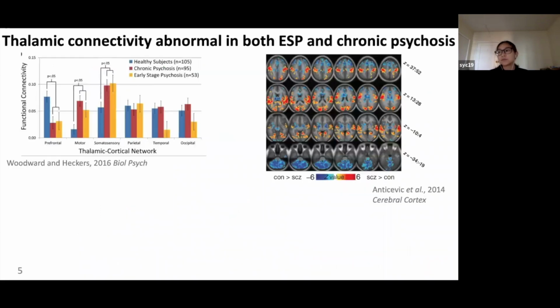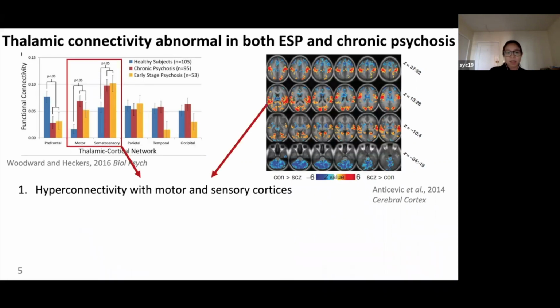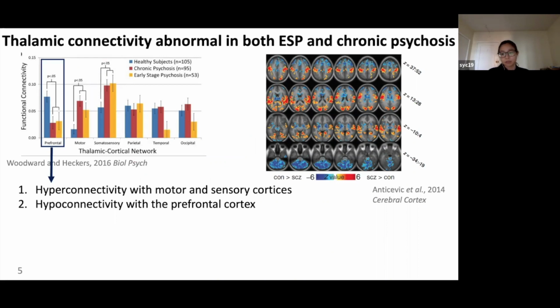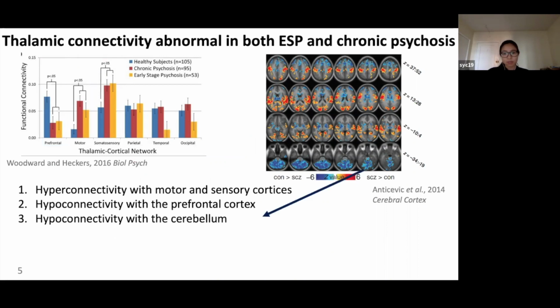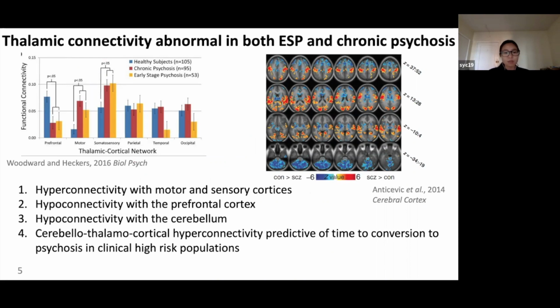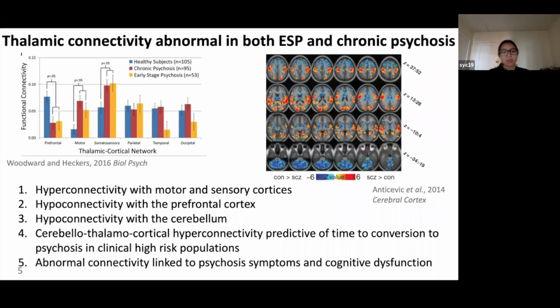Previous research has shown that thalamic connectivity is abnormal in both the early stage and chronic stage of psychosis. So compared to healthy controls, patients have been observed to have hyperconnectivity with motor and sensory cortices, hypoconnectivity with the prefrontal cortex, as well as the cerebellum. And in clinical high-risk populations, cerebello-thalamo-cortical hyperconnectivity has been shown to be predictive of time to conversion to psychosis. And finally, abnormal thalamic connectivity has also been linked to psychosis symptoms and cognitive dysfunction.